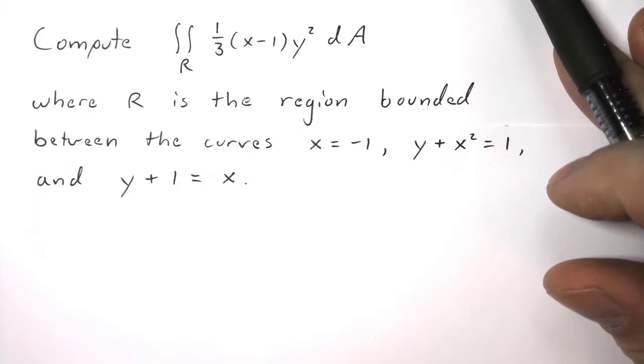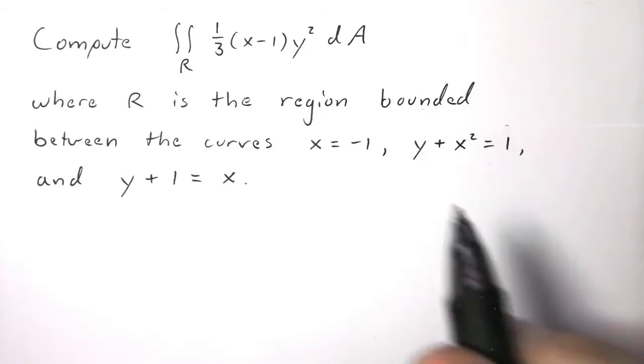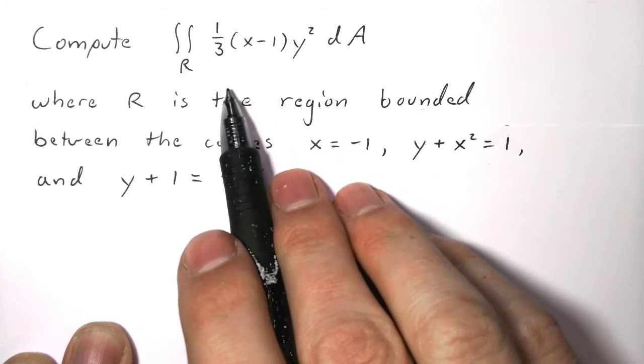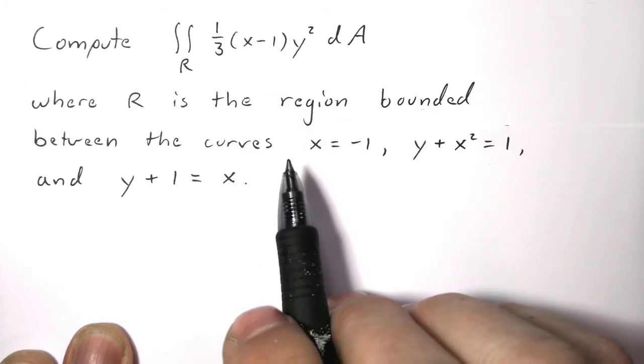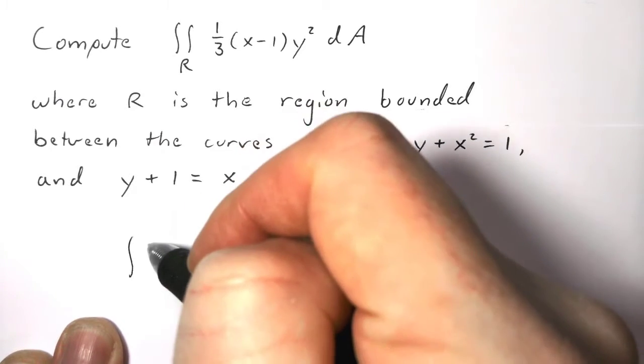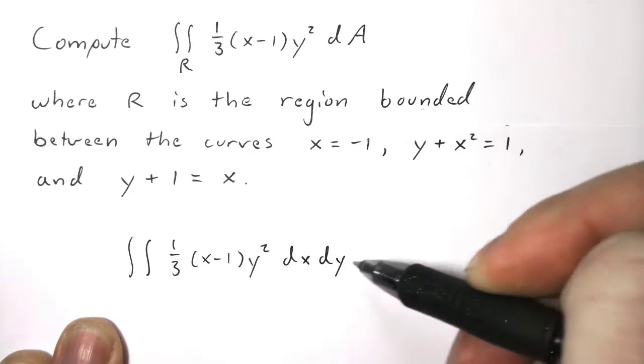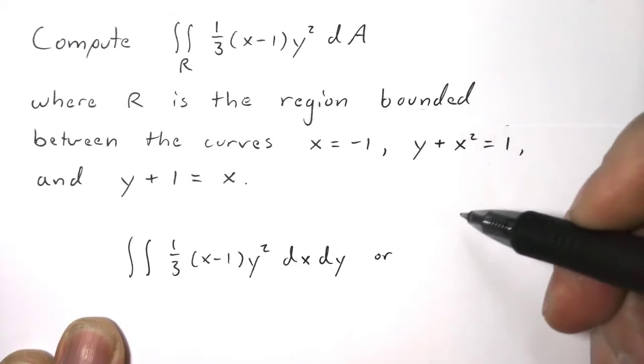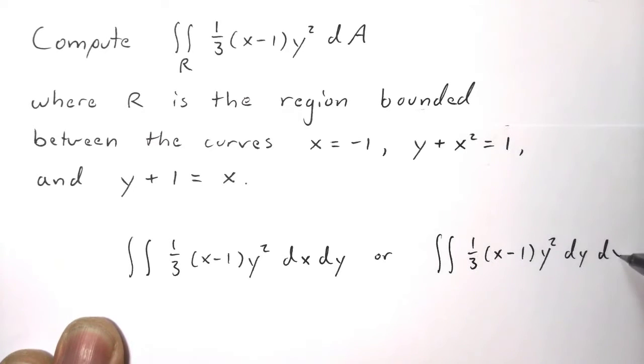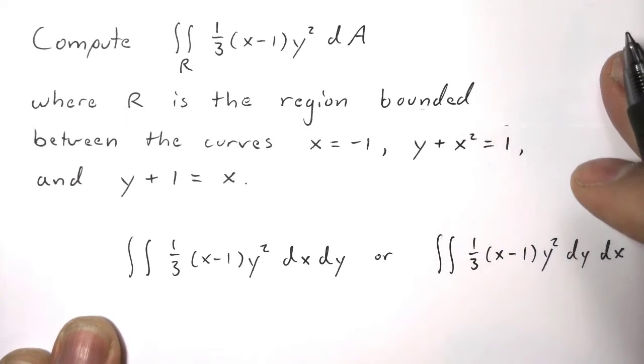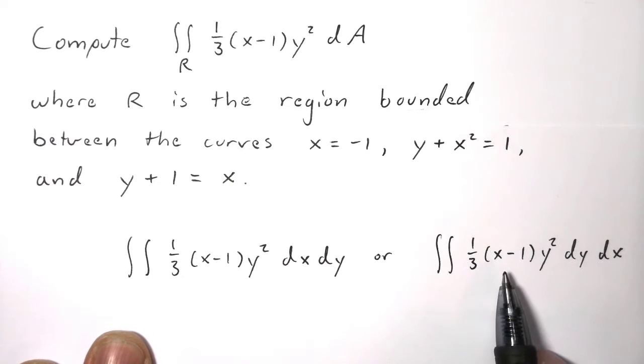Now, remember, we can use Fubini's theorem for these. So I need to decide whether to split this up dy dx or dx dy. I'm either going to do this integral or I'm going to do this integral. Now I have to decide which one is the more appropriate here.